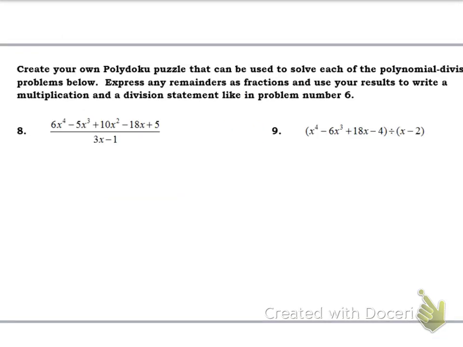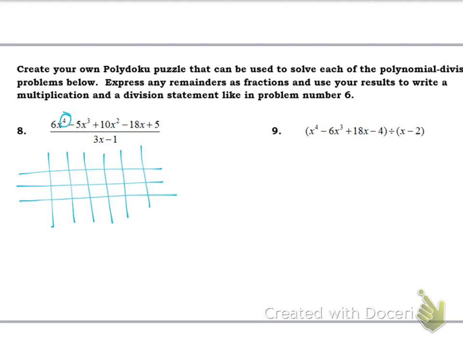Okay, so my next one here, I need at least 5 boxes. 1, 2, 3, 4, 5. So I got 3x and a negative 1, 6x to the 4th. I'm trying to add this next one to get 5x cubed. Add the next one to get 10x squared. Add the next one to get negative 18x. Add the next one to get 5.